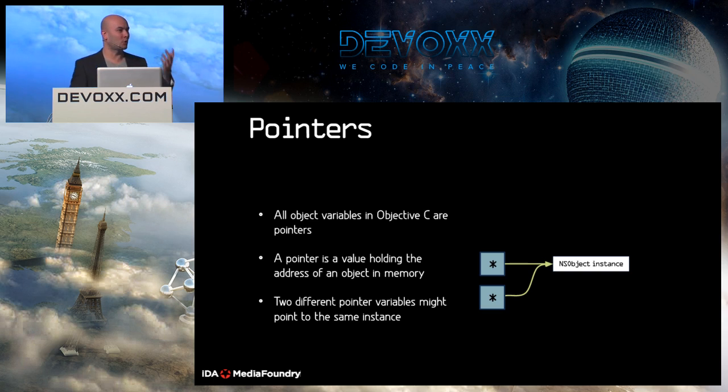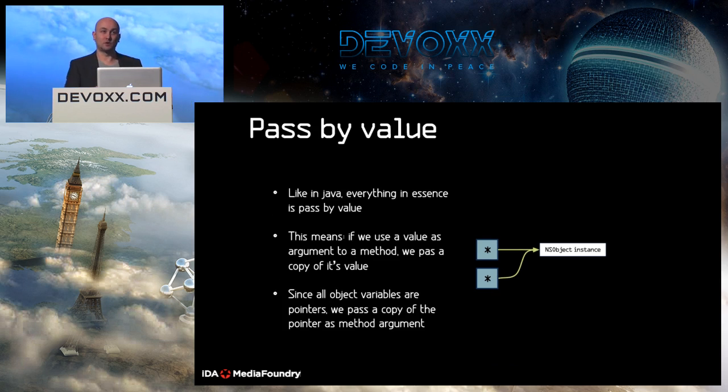A pointer actually holds a value to a memory object, to a memory address, to an object. So we have this pointer here and it points to an instance of NS object. And because it's pointers, you can have multiple pointers pointing to the same object. If you change something in that object, all these variables that point to that same object will see the change because they point to the same thing in memory. Yeah? So that is, in very short, explained what a pointer is.